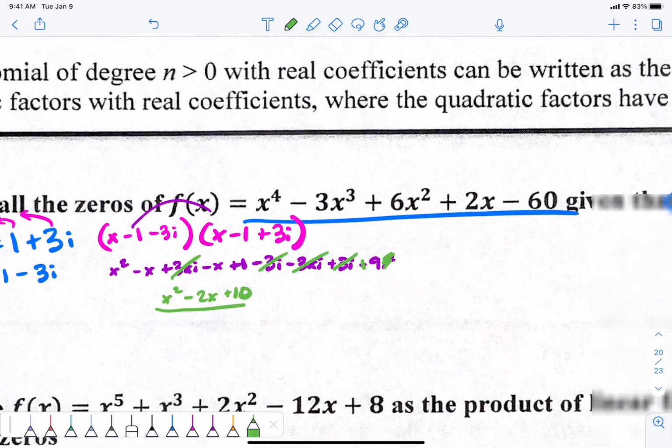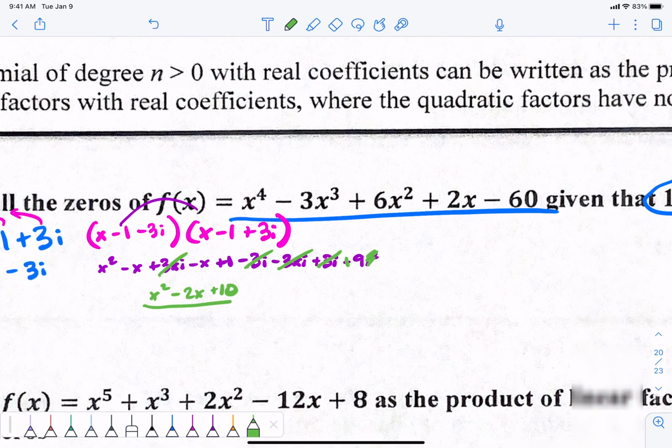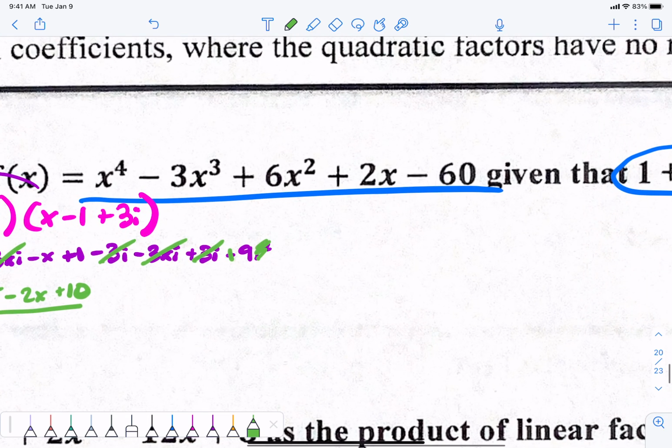Synthetic division? Nope, you can't do that. We have to do long division. I hate it. I hate it here.